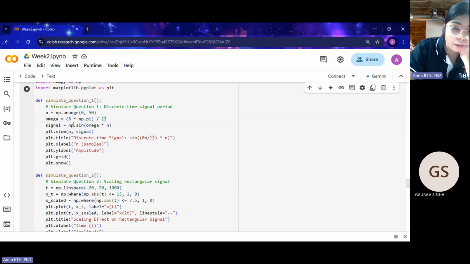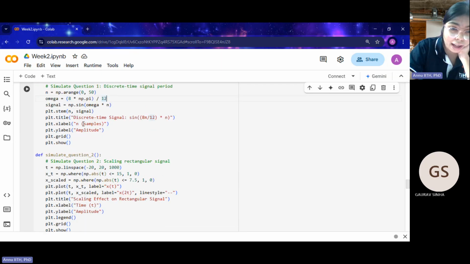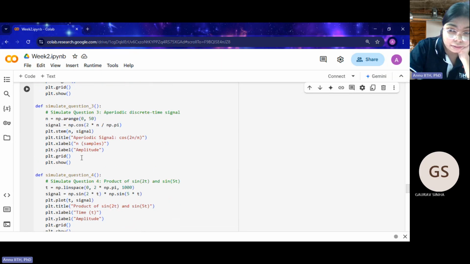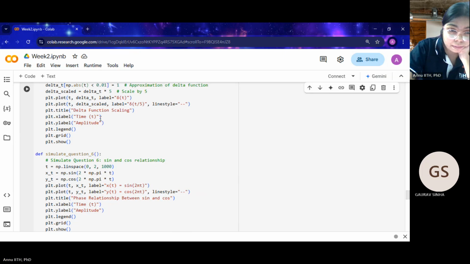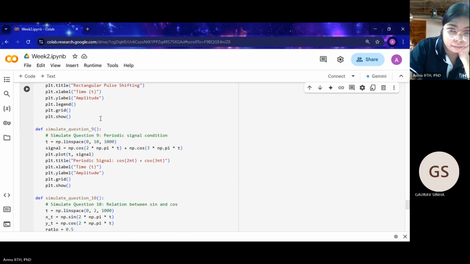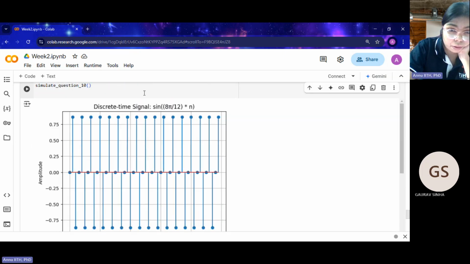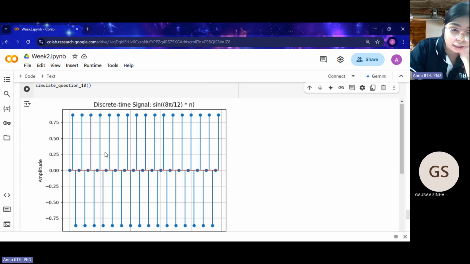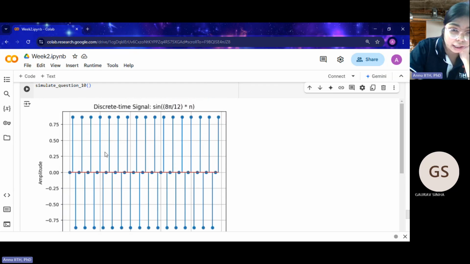So what is the question? Sine of 8 pi by 12 into n. Let's see what the amplitude and signal are. So sine of 8 pi by 12 into 1 looks like this. And what is the period here? It will be 2 pi by 8 pi by 12. Okay, so here it is 3.